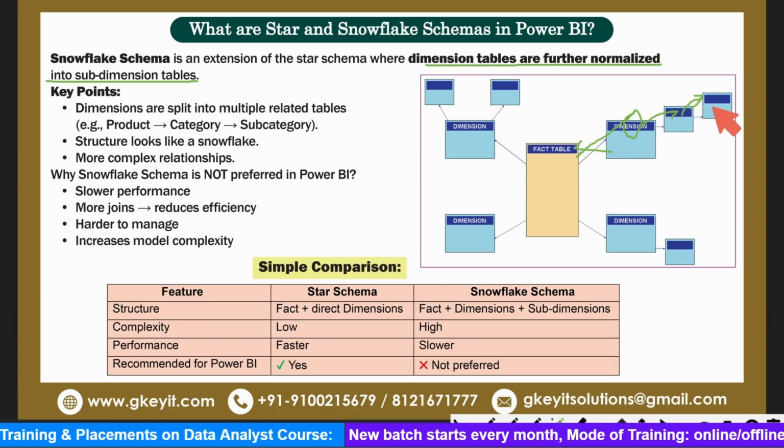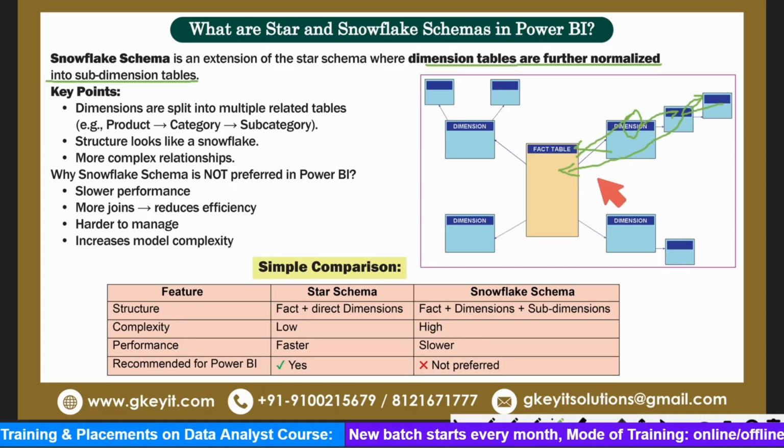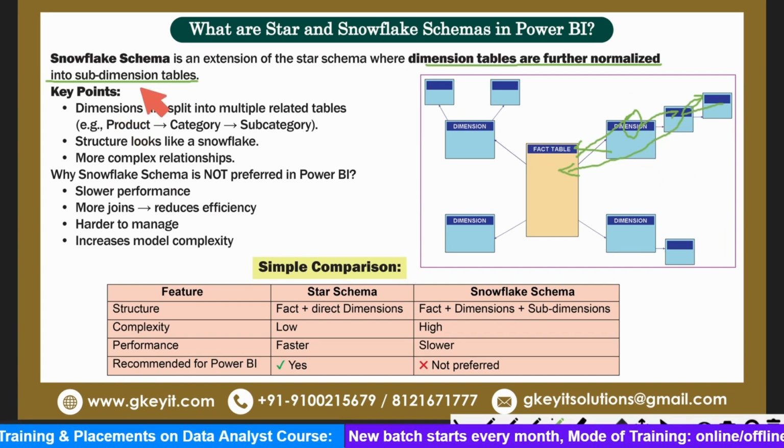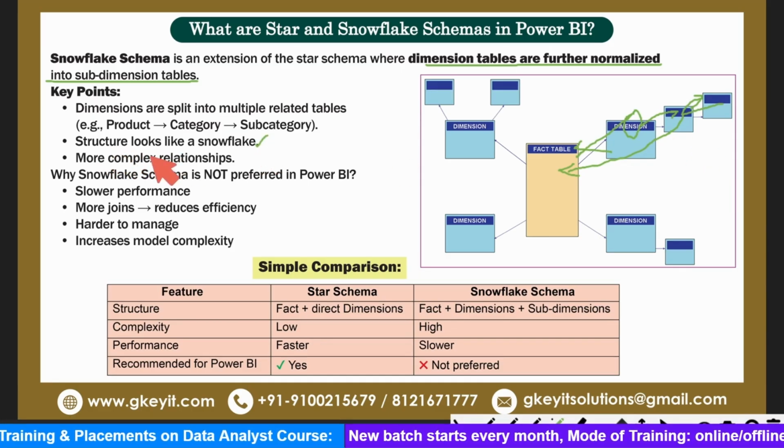If you want to get the data by using this fact table with this dimension table, it has to join this dimension first, then this, then here. Here it involves around 2 to 3 joins. To get the data, this model will take more time. That means performance wise it will be somewhat slower. Coming to the key points of Snowflake schema, dimensions are split into multiple related tables, as explained here. The structure looks like a snowflake. It has more complex relationships, these are the different joins which are available.